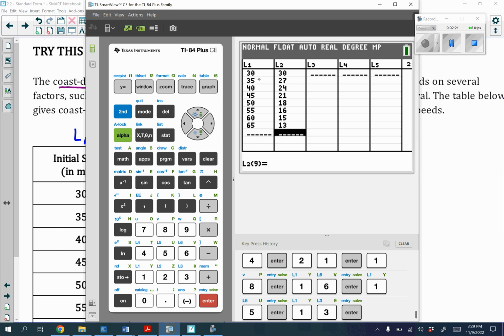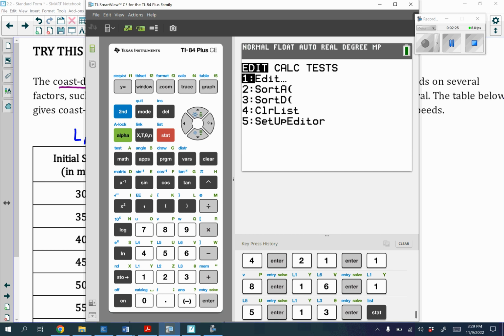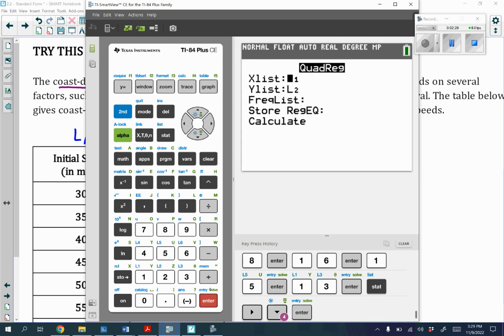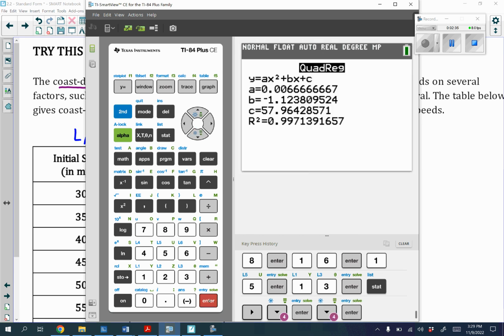Notice that I have the same amount of values in L1 and L2. Now I'm going to go to Stat, over to Calculate, and then number 5, QuadReg. Make sure your X list is L1, Y list is L2. Scroll all the way down to Calculate and press Enter. And here we get our values.